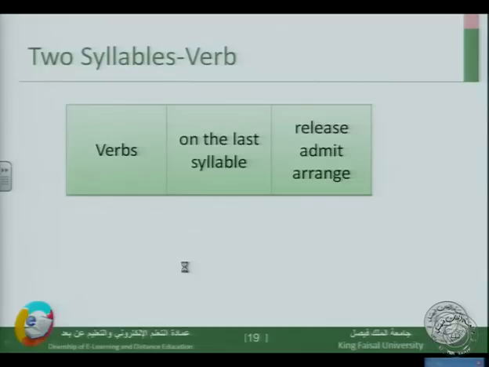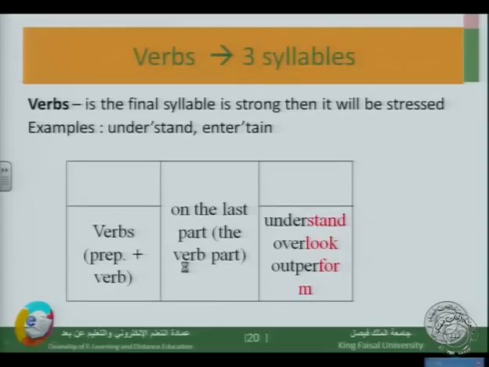Notice two-syllable verbs. We talked about this chart, which confirms for us the stress on the last syllable. This one, release, where is the stress here? Admit. And arrange has the same thing. Arrange, you need to put the stress by yourself. Then we have verbs that have 3 syllables.